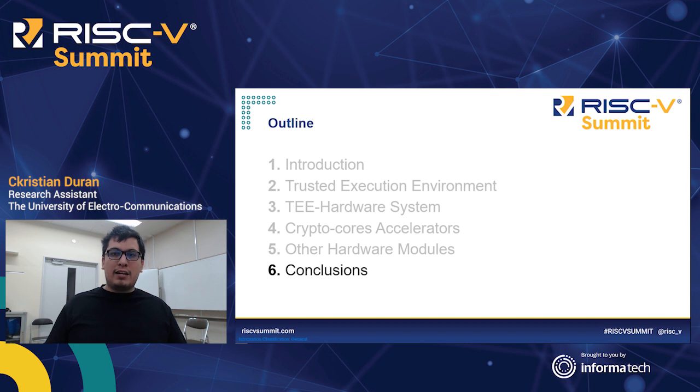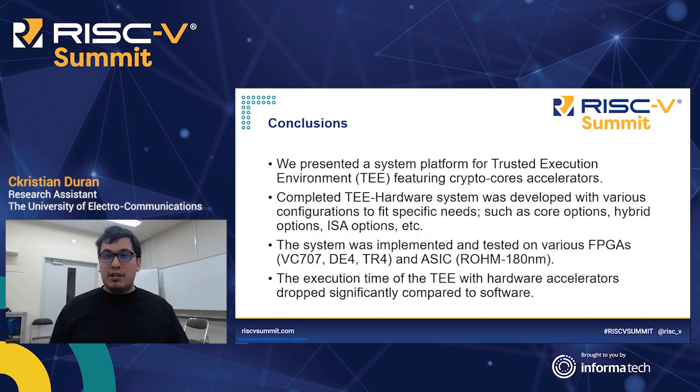So finally, I would like to add some final remarks of the work. In this presentation, we showed a hardware generator for trusted execution environment optimizations. This hardware implements several crypto cores, which include the SHA-3, the Ed25519, and the AES, as well as several peripherals for input, output, and memories. This hardware generator is also configurable according to the needs of the final applications. It's also capable of choosing the RISC-V cores to be used and the ISA options. We tested this design in several FPGAs, and it was also implemented in a 180 nanometer technology. We also demonstrated that the execution time for the TE task using hardware accelerators drops significantly compared to pure software implementations.